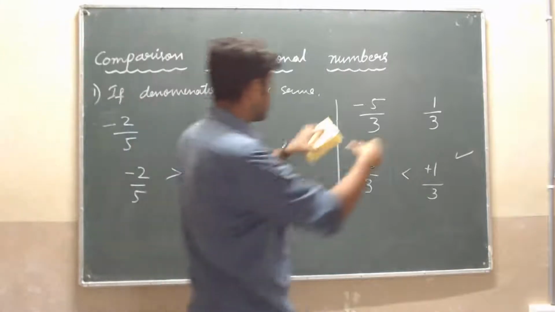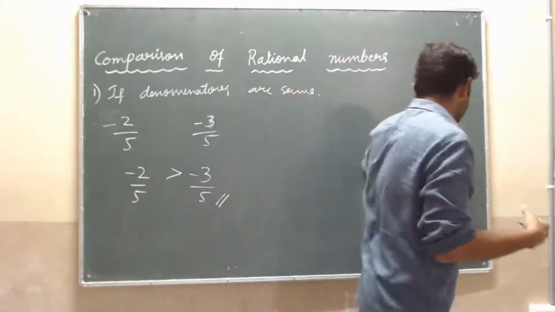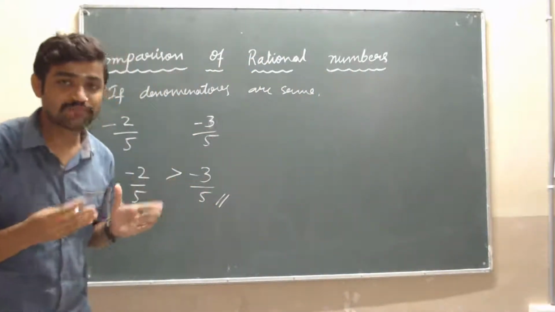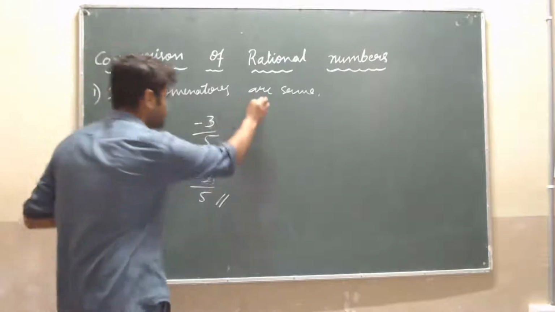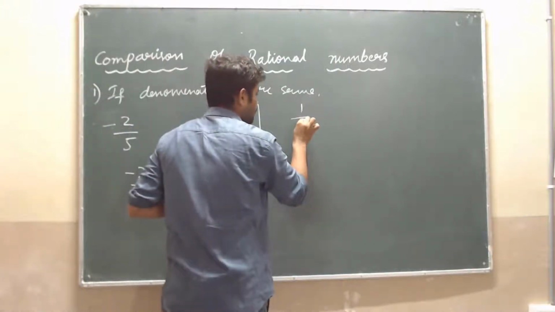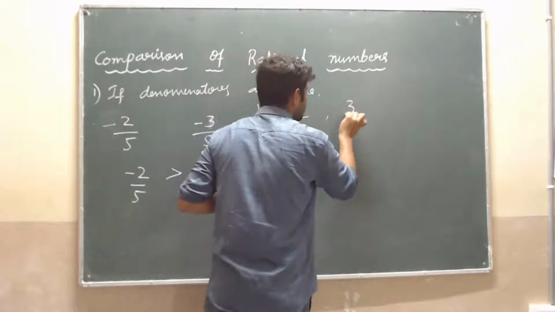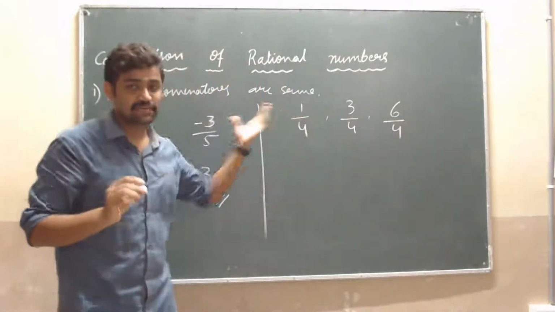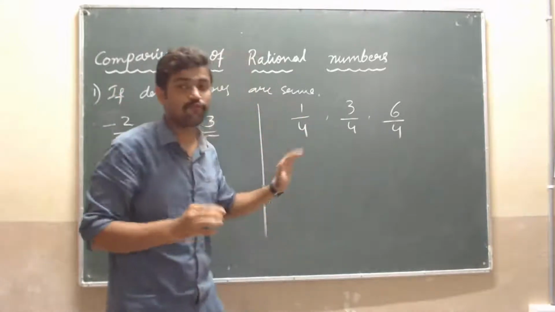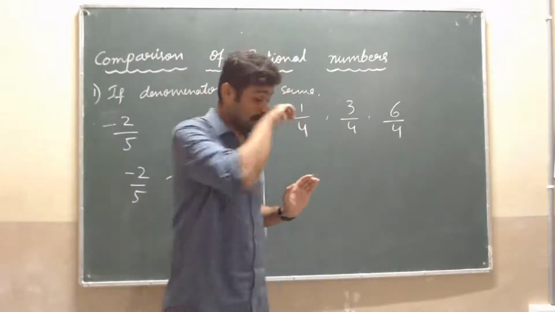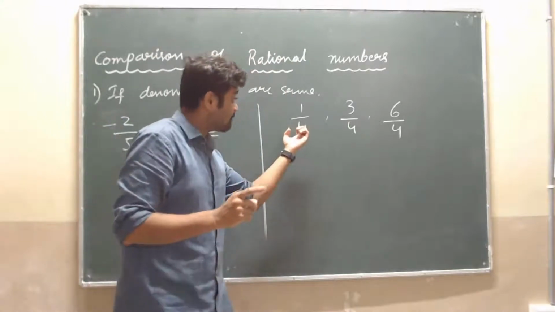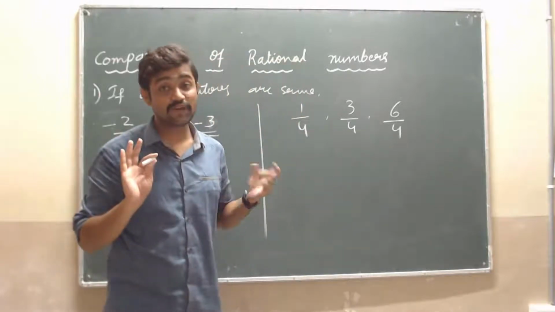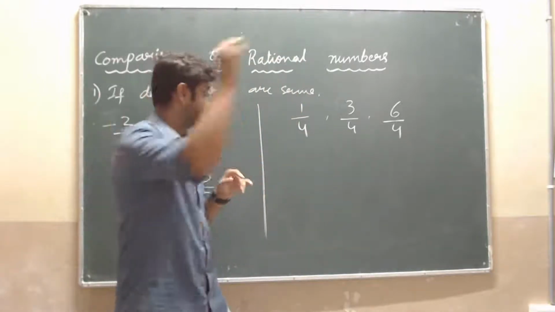Sir, you are explaining only two numbers, isn't it? Comparison between only two rational numbers. What about if there are more than two rational numbers? Take the example 1 by 4 and 3 by 4 and 6 by 4. Here three rational numbers are there. Compare between three numbers; the denominators are the same. The denominator is 4.